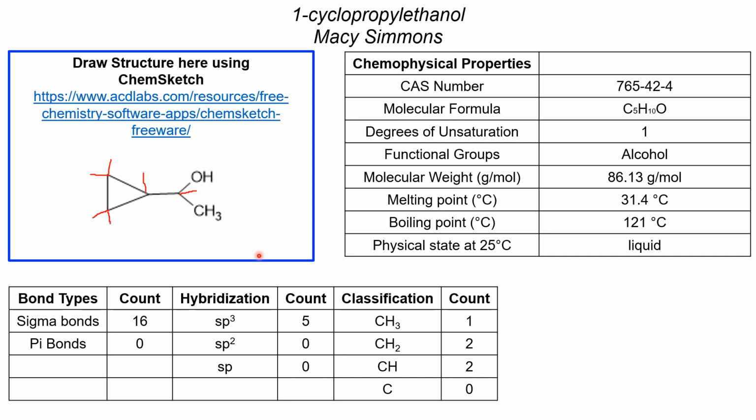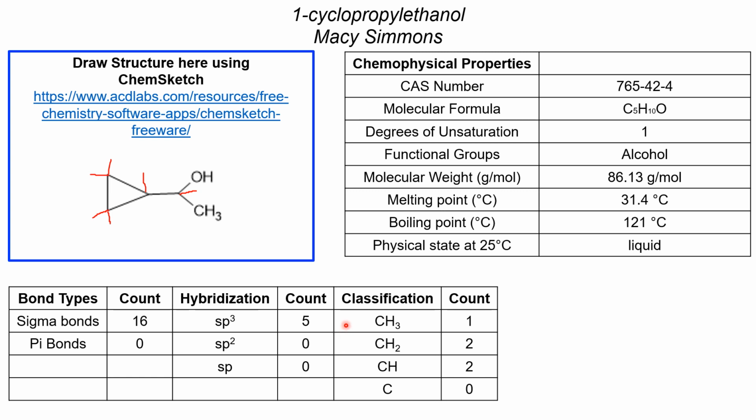So if we go back to the chart and look at hybridization, we see that all 5 carbons are sp3. This just means that every carbon is only singly bonded. It doesn't have any double bonds or any triple bonds. Double bonds would be sp2 and triple would be sp, which is why these are both 0.